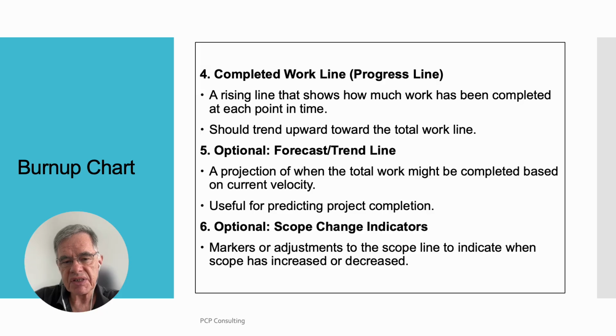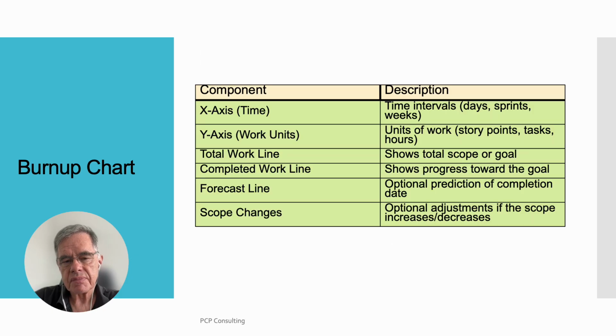Optional: scope change indicators, markers or adjustments to the scope line to indicate when scope has increased or decreased. The table is a summary of the components of a burn-up chart. Column 1, component. Column 2, description. X-axis: time. Time intervals: days, sprints, weeks. Y-axis: work units. Units of work.